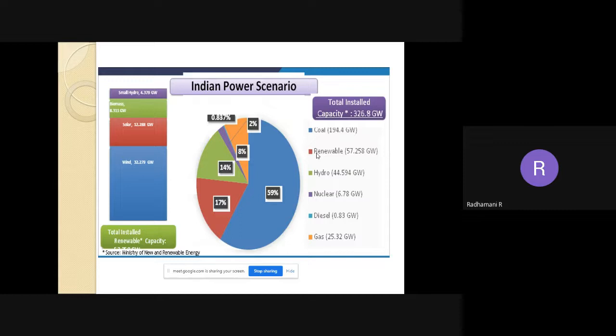The installed capacity of coal is 194.4 gigawatts, and the next largest total installed capacity is from the renewable energy sources, which is 57.258 gigawatts. The renewable energy sources include solar, wind, biomass, and small hydro. This figure shows the installed capacity of each renewable energy source.